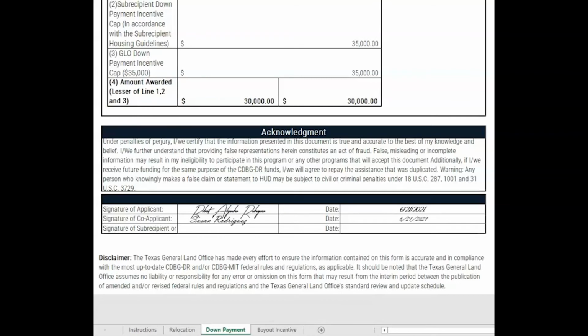Warning: any person who knowingly makes a false claim or statement to HUD may be subject to civil or criminal penalties under Title 18 of the U.S. Code 287, Section 1001, and Title 31 of the U.S. Code, Section 3729.